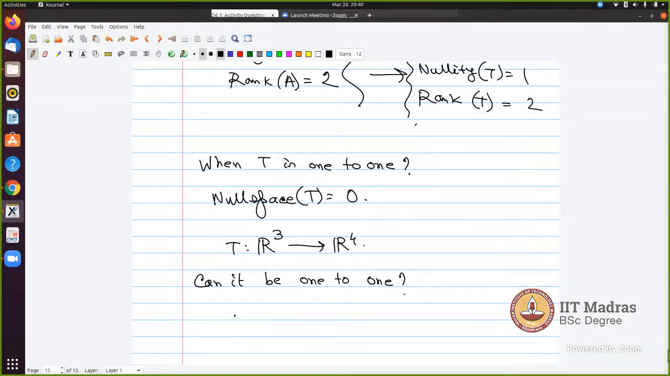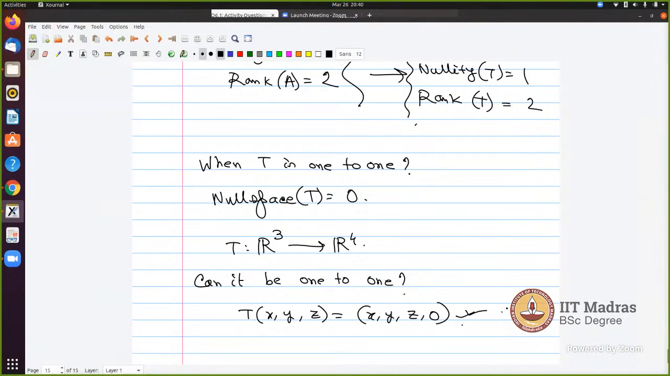So why are you saying that it can? Give me an example. You say there can be a linear transformation which is 1 to 1, right? So give me an example which is 1 to 1. T(x,y,z) is equal to (x,y,z,0). So actually, sir, it can be... it can never be 1 to 1. Why? Is this not 1 to 1?